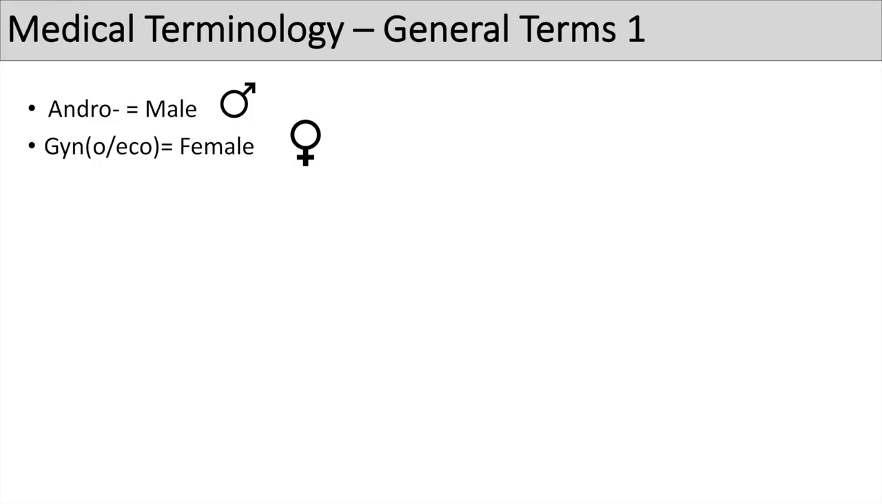Now we're going to move on to some more general terms. The first one is andro. This means male, so you can think of androgens. The next prefix is gyne or gyno or gyneco. This means female, so you can think of gynecology. The next prefix is anim. This means life, so you can think of the words animal or animated. The next prefix is calc. This means stone, so you can think of renal calculi or kidney stones. Those are renal calculi.